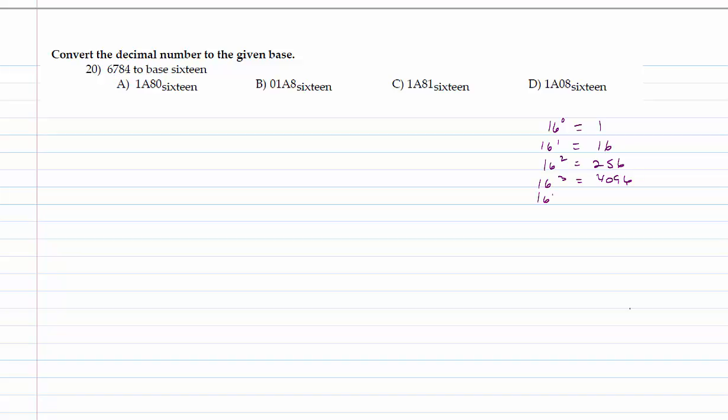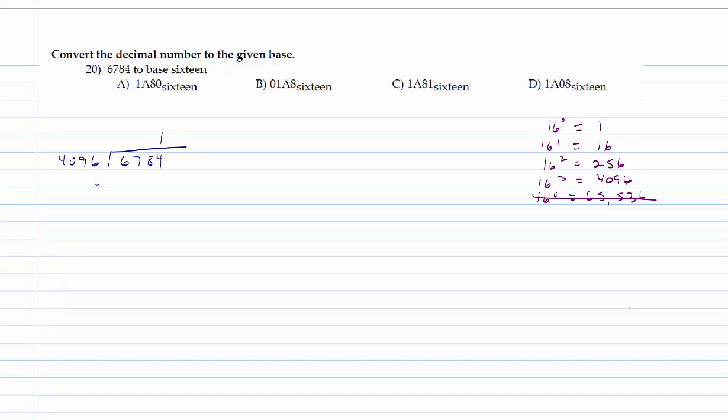So let me try 16 to the fourth power. I know that's going to be really big. That's going to be 65,536. Okay, so that's too big. That's larger than the number 6,784, so we're not going to use that one. So we're going to be starting off with 16 to the third power. Let's see how many times 16 to the third will divide into my number, 6,784.